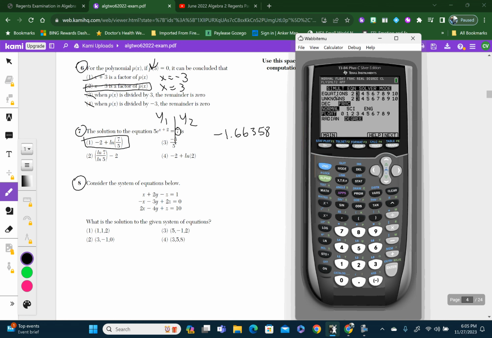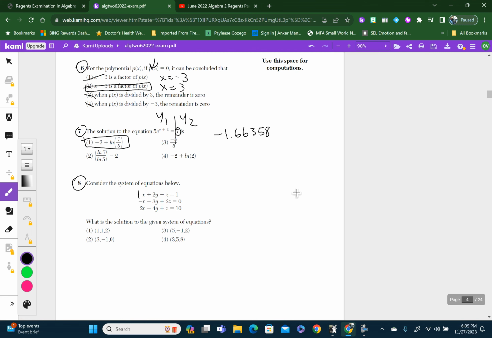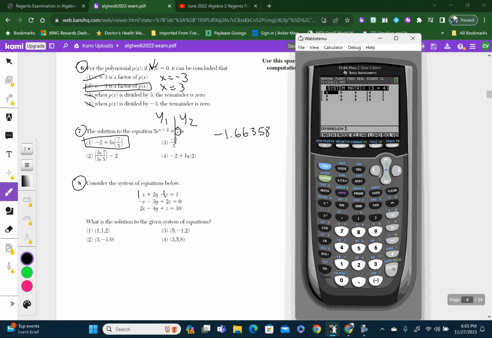I usually leave my answers as a fraction. So hit graph, and then you're going to put in the numbers in front of the variables. So 1, 2, negative 1, 1. Okay, so I'm going to put this in. So 1, enter. Don't forget to hit enter. 2, enter. Negative 1, enter. 1, enter. And now I'm going to put in the second row.